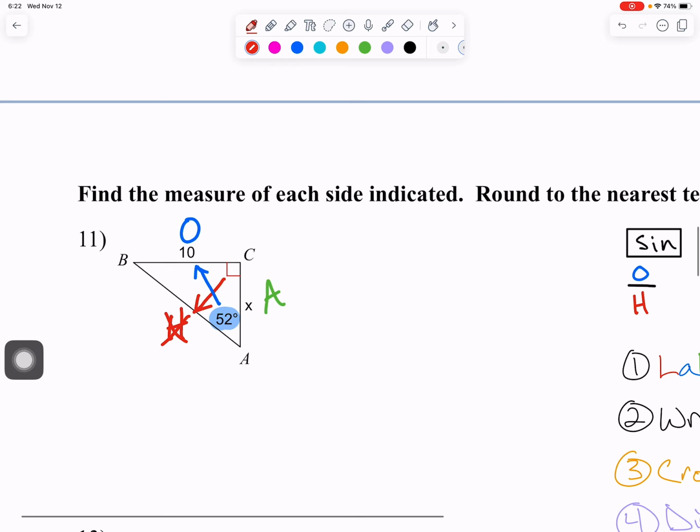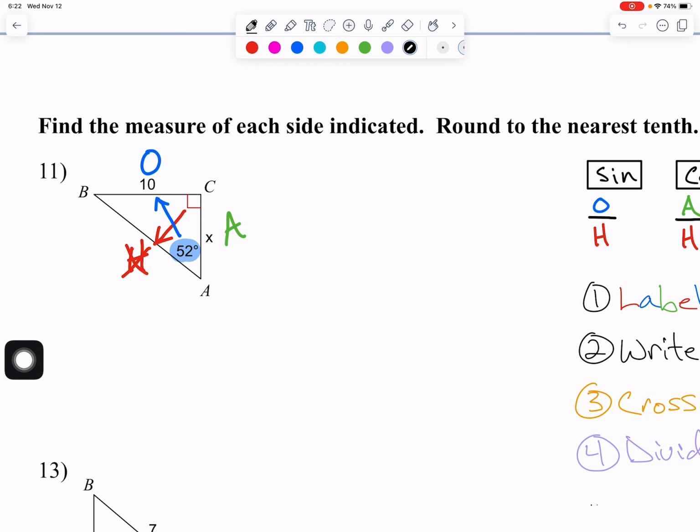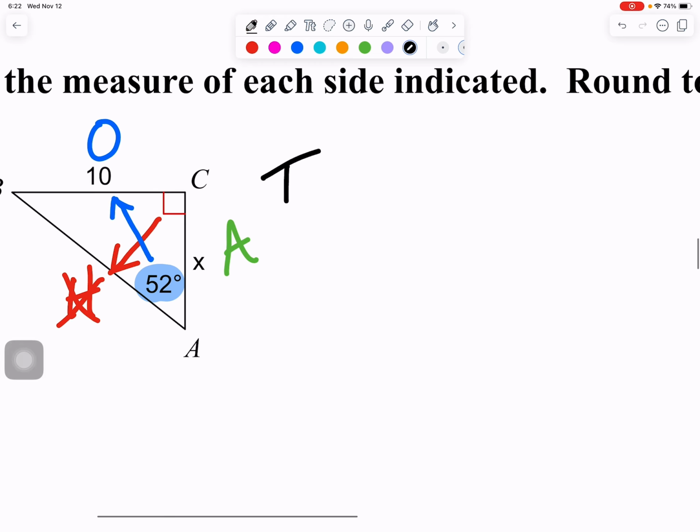All right, now we need O and A. What uses O and A? Oh, there it is again, our tangent. So the way we set this up is we're going to write tan. We're going to take that angle measurement of 52, and I'll put it in blue. We will set it over 1.